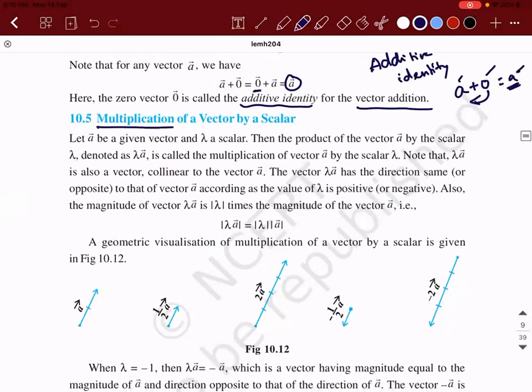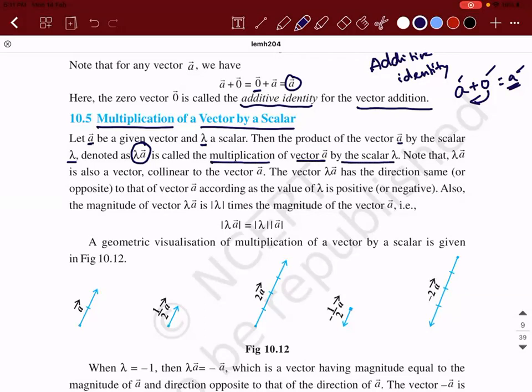Okay. Next is multiplication of a vector by a scalar. Don't get mistaken with multiplication of two vectors. Multiplication of a vector by a scalar means you have a vector, and a scalar is a number. If you take a vector and multiply that vector with a number, then you will get another vector. Let A be a vector and lambda a scalar. Scalar means a number. Then the product of the vector A bar by the scalar lambda is denoted as lambda times A bar.